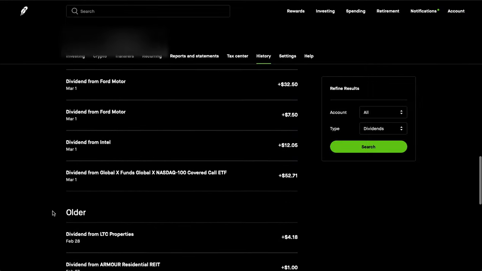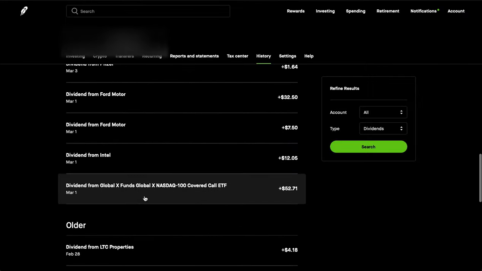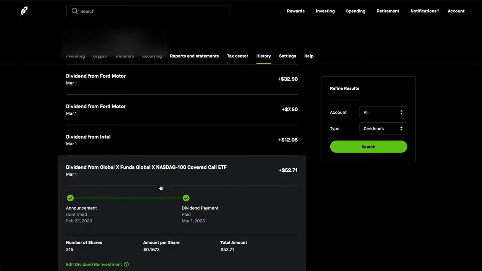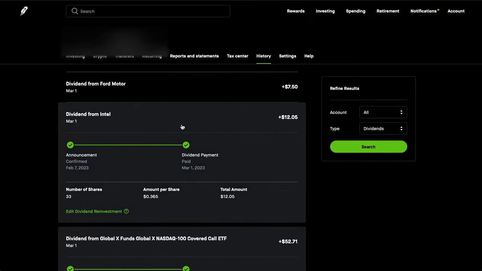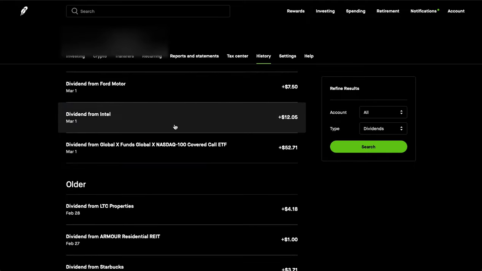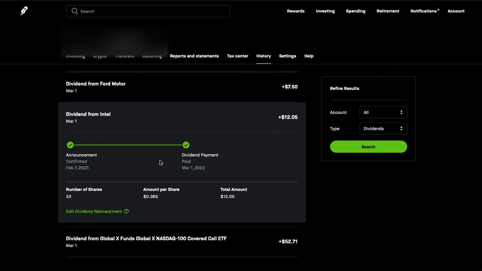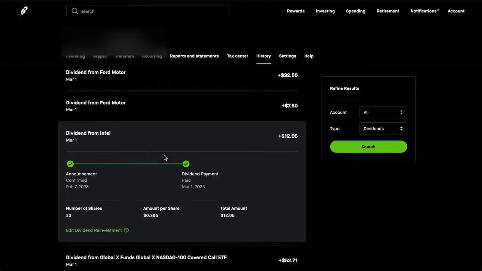So let's start down at the bottom here. We have QYLD with a great payment. They paid $52.71 and I have 315 shares. They paid 16 cents, a little bit over. You know what? I'm going to close them as we go so you guys can see. So Intel paid $12.05. And I'll leave this here so you guys can see how many shares. I don't think I need to call it out, so you guys can just take a look. So that was 33 shares on that one.